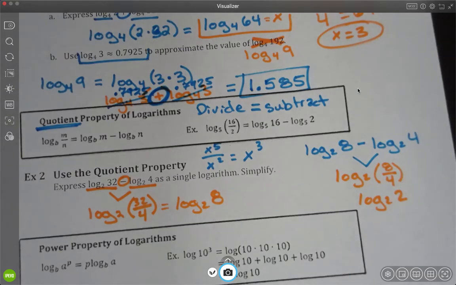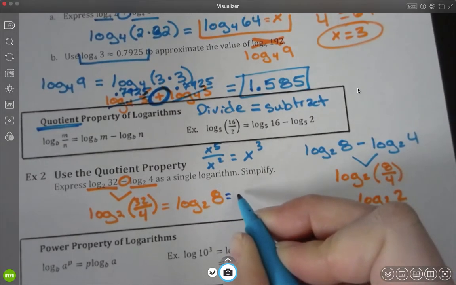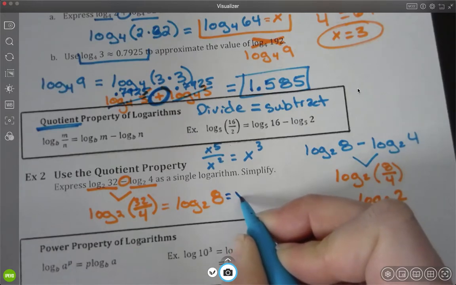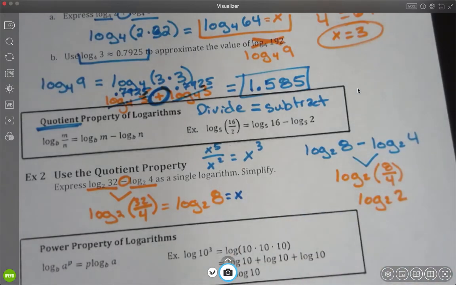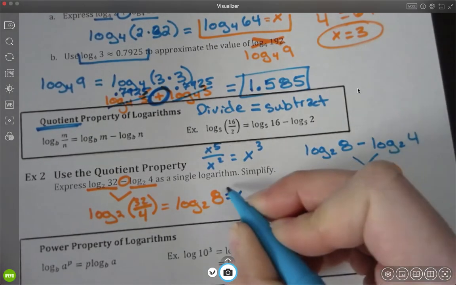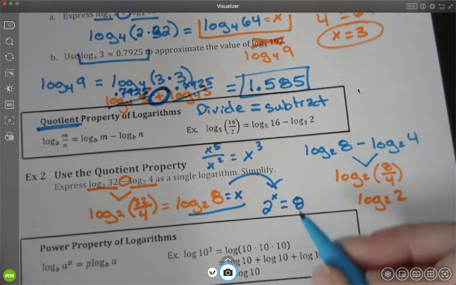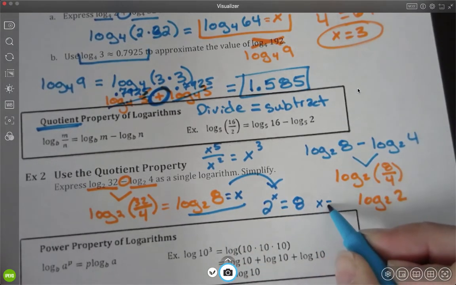We have to simplify. Equals, 2 to the x power equals 8. 2 is the starting base, to the x power equals 8. So I'm taking this guy and flipping him around and he becomes this, and then 2 to the x power equals 8. That's 3. X equals 3. There you go.